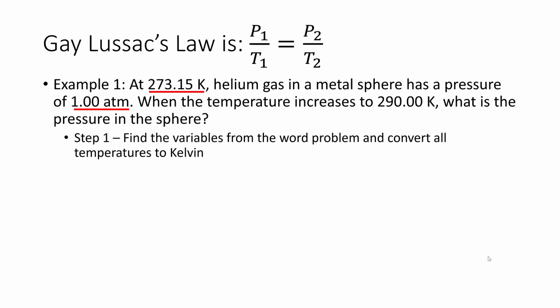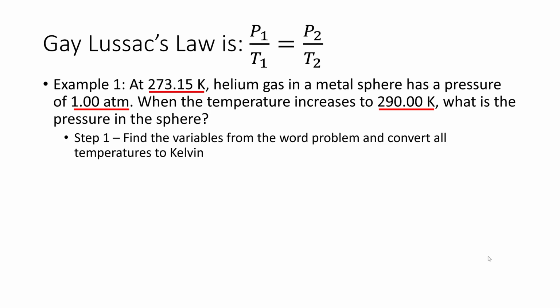Those two values go together, right? It says that gas at this temperature has a pressure of 1 atmosphere. So those go together. We're going to say that the pressure is P1 and the temperature is T1. And then when the temperature increases, right? When you see the word increases, you're thinking, okay, now a change has been made. So now we're talking about the second scenario. The temperature increases to 290.00 Kelvin. Right? So that's going to be our temperature 2.